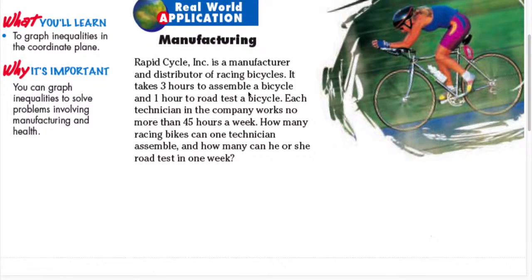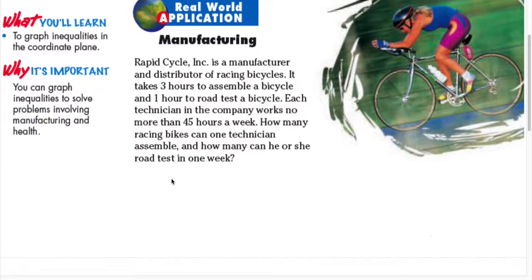Rapid Cycle Incorporated is a manufacturer and distributor of racing bicycles. It takes 3 hours to assemble a bicycle and 1 hour to road test a bicycle. Each technician in the company works no more than 45 hours a week. How many racing bicycles can one technician assemble, and how many can he or she road test in 1 week?